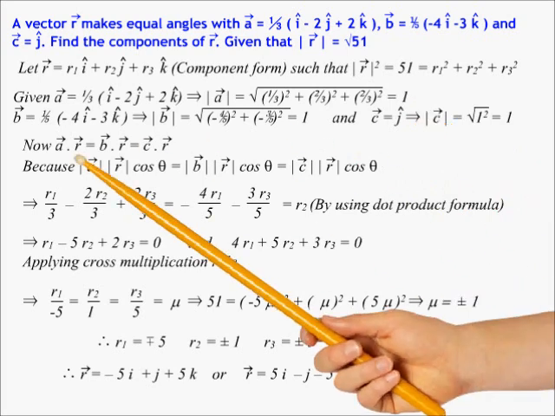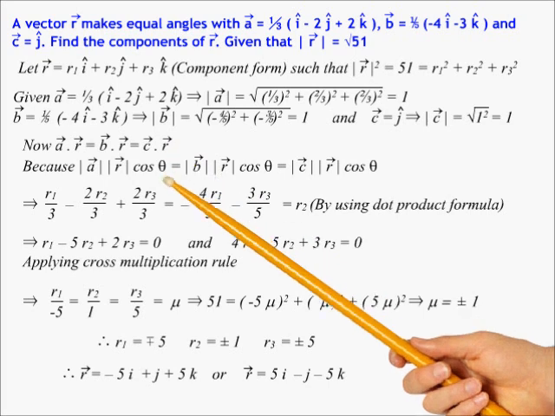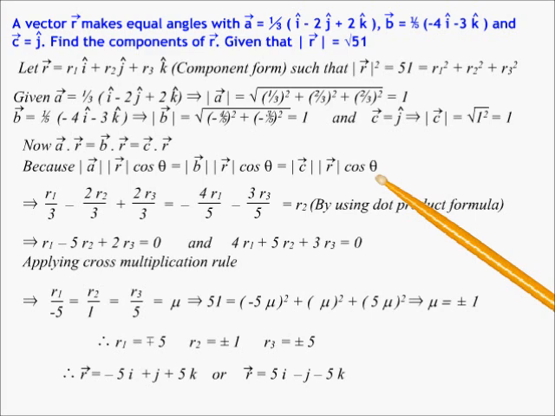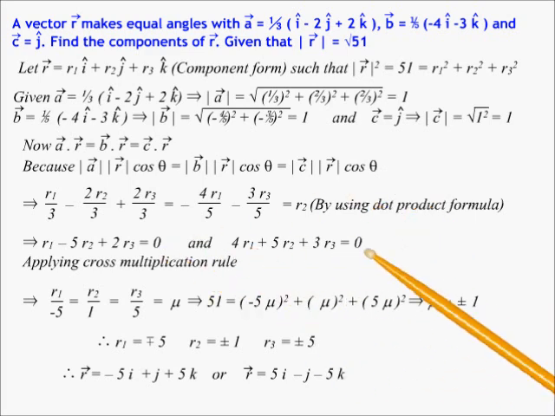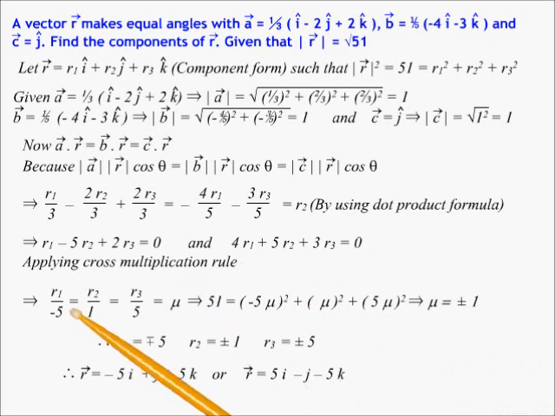So here A dot R, B dot R, C dot R should be equal to one another, because angle theta and everything else is the same in all three cases. Therefore, in terms of components of vector R, we get this and this. From these two equations, applying the cross multiplication rule, we get R1 by minus 5 equals R2 by 1 equals R3 by 5 equals some constant mu. Now we put the values of R1, R2, R3 in terms of mu in this equation and find mu equal to plus minus 1. Thus we get two sets of values for components of vector R. So vector R is this or this.